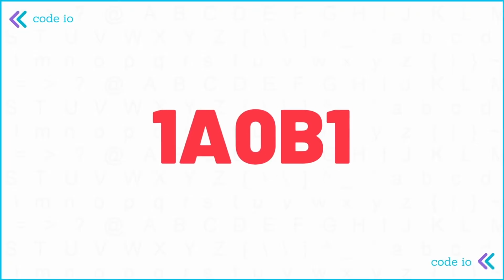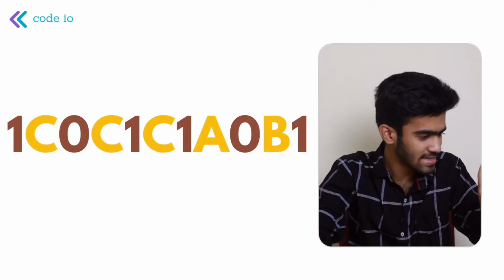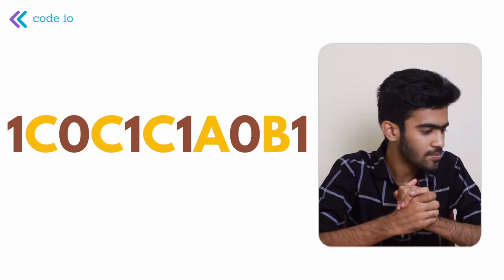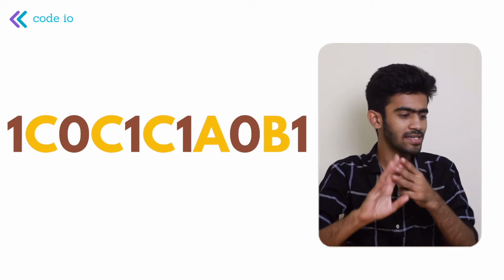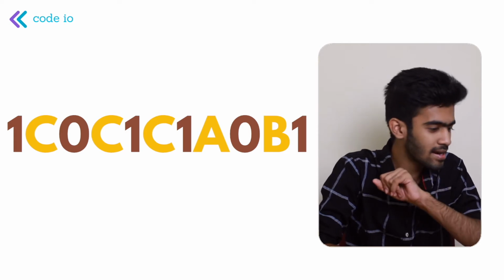So the name of the question is 1A0B1. Looks really weird. So let us see what this question is. We are given an input string like this, a variety of numbers and characters at the same time. We have just 1 and 0 as the numbers, while we have A, B, C as the characters. And we can also see that these things are alternatively there.